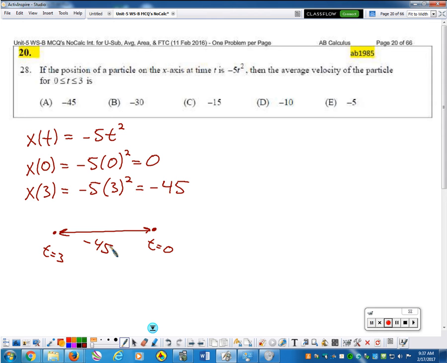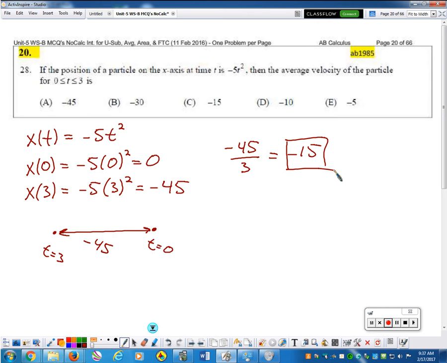So average velocity is saying, if the particle had moved from here to here with a constant velocity, what would that velocity have to have been? Well, how much time elapsed for it to get from here to here? 3 seconds. So negative 45 divided by 3 is definitely an average velocity of negative 15. You're good with that, right? Awesome. You have a question about that idea?